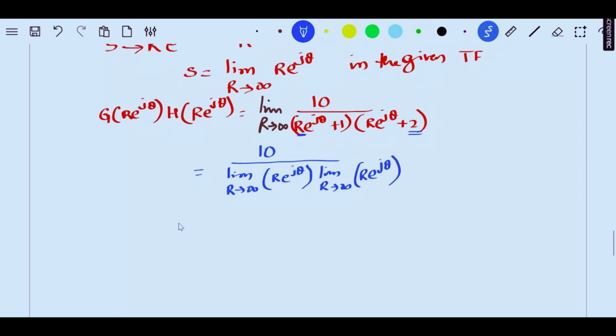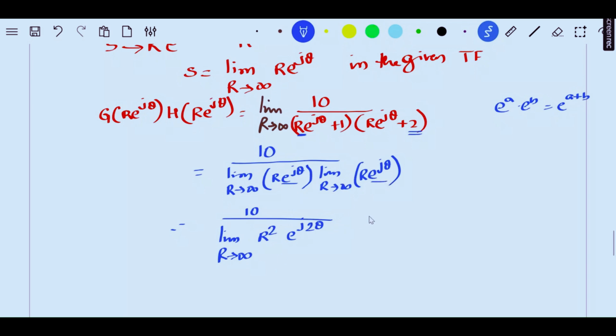So I can easily say that it is 10 divided by limit r tends to infinity r square into e power j2 theta, because e power j theta into e power j theta is e power... So we know that e power a into e power b is always equal to e power a plus b. So that is what I've done here: e power j theta and e power j theta plus j theta becomes j2 theta.